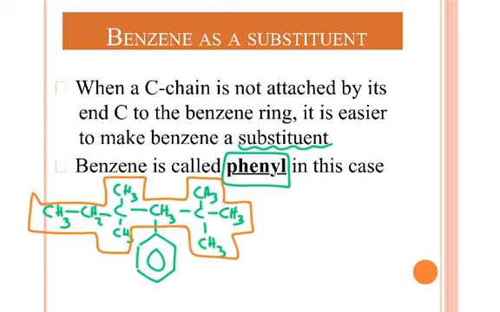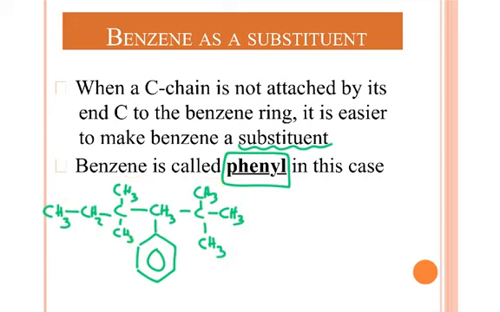So when this happens, it's much easier to say, okay, this is way too complicated. Let's call this the parent. And now I can name substituents, including my benzene ring, and I'm just going to call it phenyl to say that it's a substituent and not the parent in this case. So that's how we work this out.